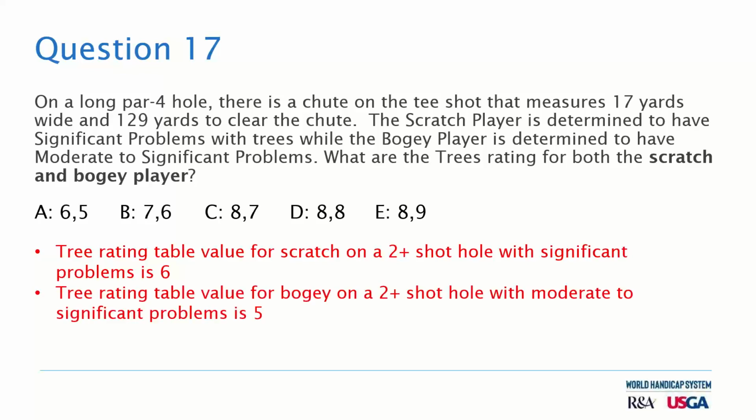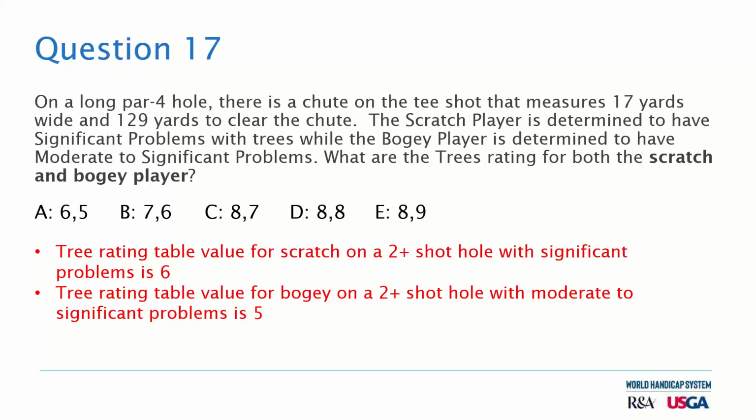The trees rating table value for bogey on a 2 or more shot hole with moderate to significant problems is a 5. It's that tweener value. It's a little bit more than moderate, but not quite significant like our scratch value. So our value for bogey is going to go with 5. Now we have that as our baseline.